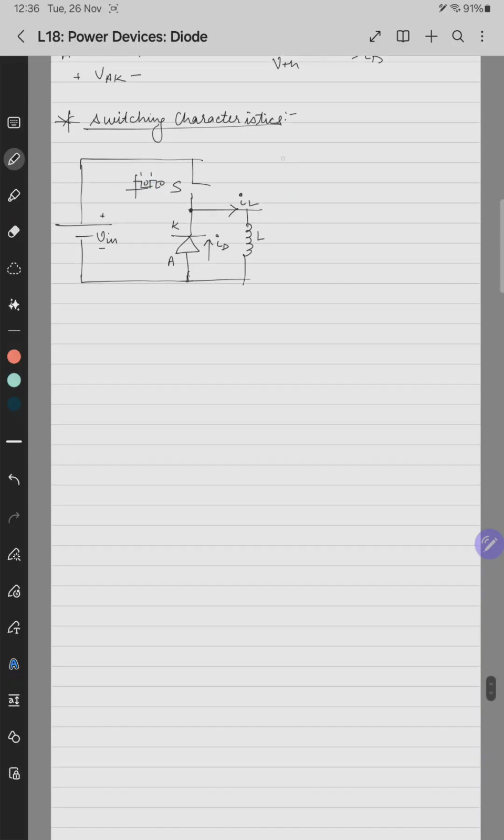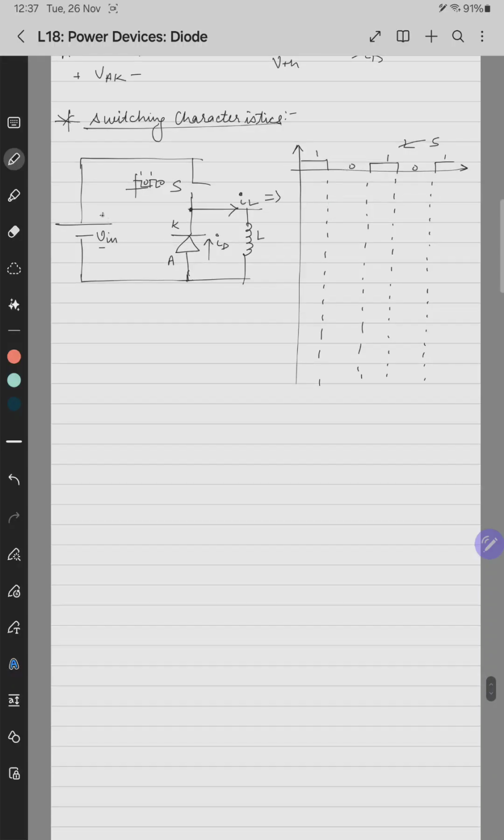So let's quickly draw the characteristics. Let's say this is the switching pulse, S, 1 0 1 0. And if we draw this behind, we can draw the voltage or current waveforms of different circuit elements, like the switch and diode. When the switch is on, the positive terminal gets connected to the cathode of the diode, and the anode gets connected to the negative terminal. Means it will be reverse biased.